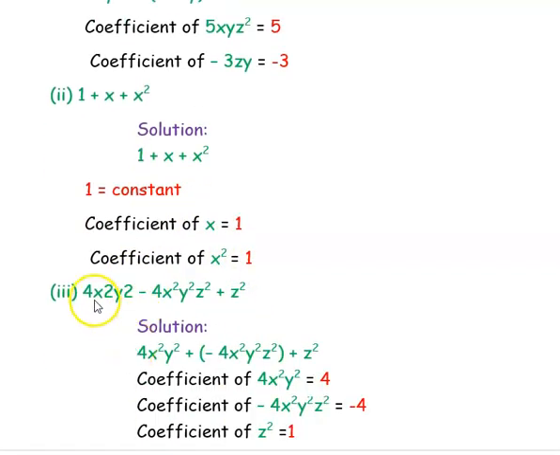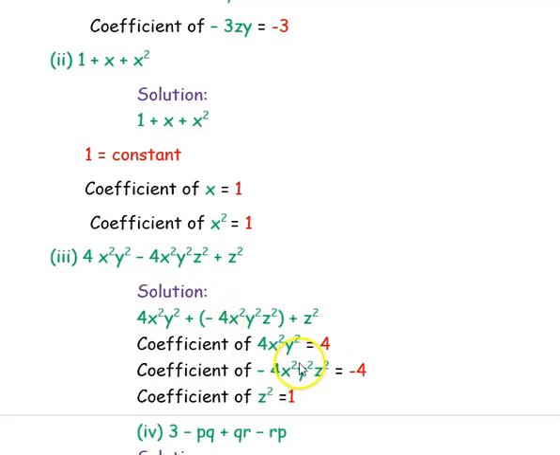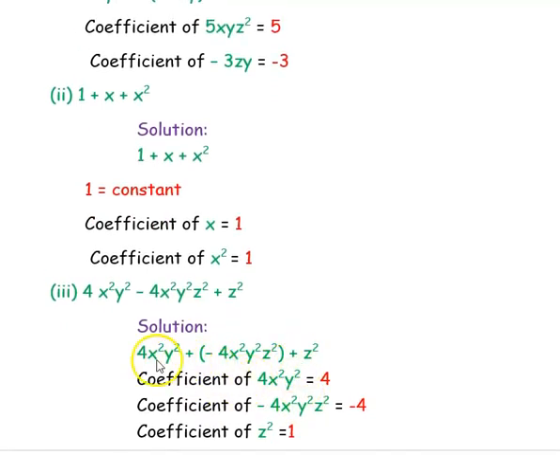Next one is 4x square y square minus 4x square y square z square plus z square. So totally here we have 4x square y square is one term, then minus 4x square y square z square is another term, and plus z square is another term. So totally we have 3 terms here. And the coefficient of the first term 4x square y square is 4, and the coefficient of minus 4x square y square z square is minus 4, and the coefficient of z square is 1.